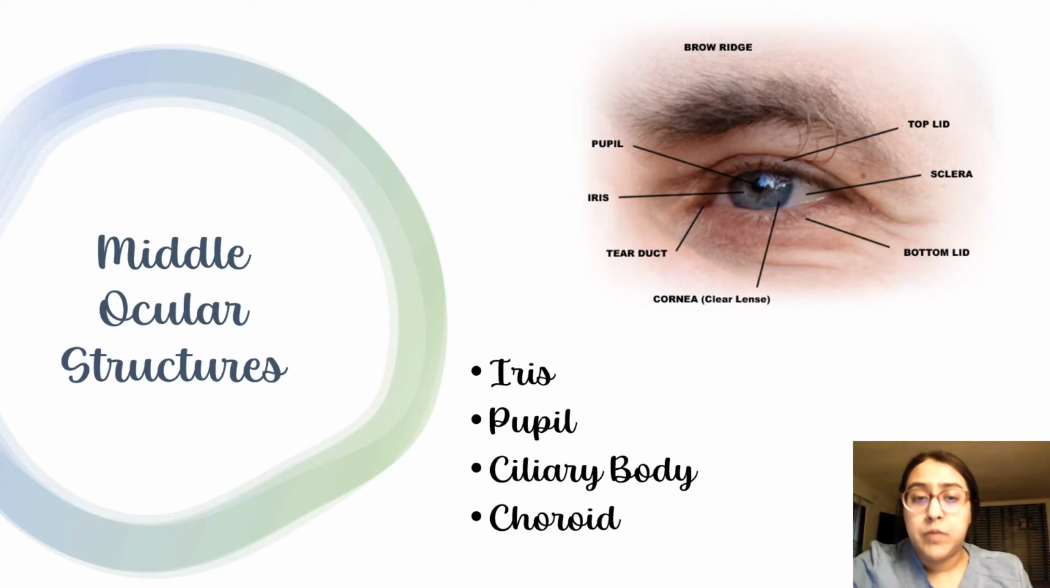Now the ciliary body contains the ciliary muscle. This will help us focus on objects by changing the shape of the lens and refracting light onto the retina. And the ciliary process is what makes the aqueous humor for the anterior and posterior chambers. The choroid is a highly vascular part of the eye, and it is what gives nourishment to the iris, the retina, and the ciliary bodies.